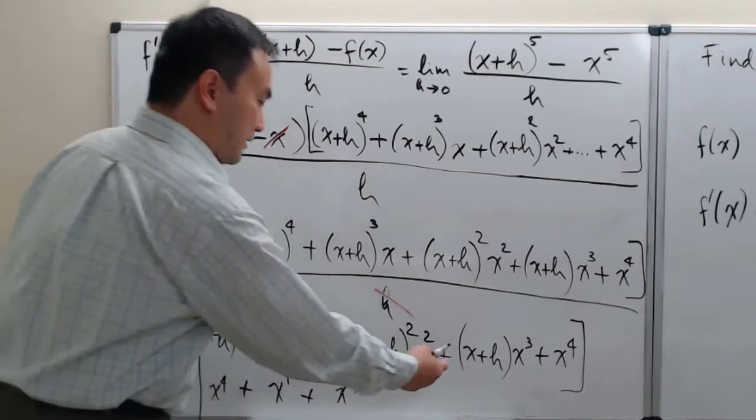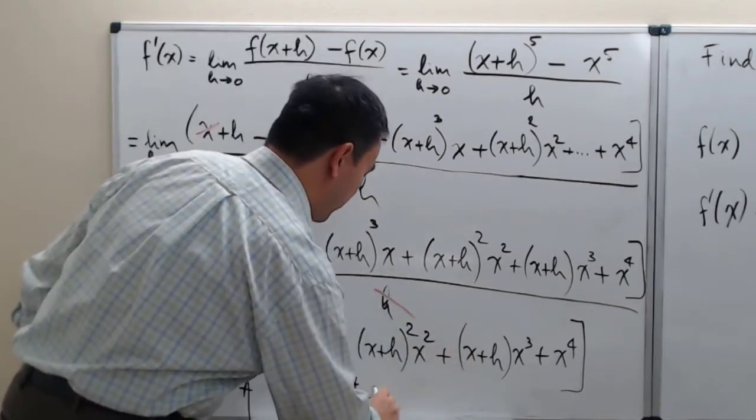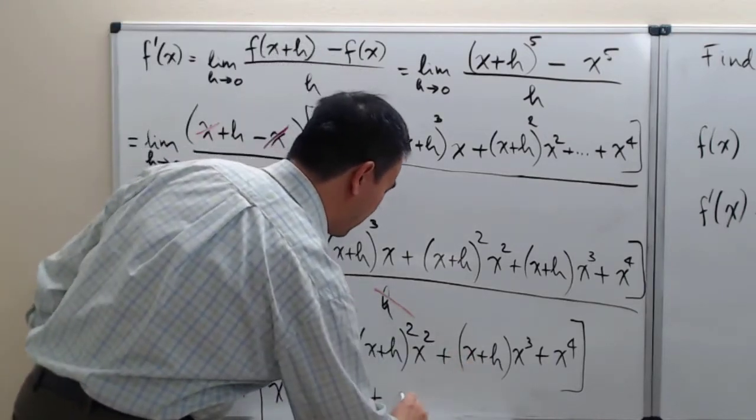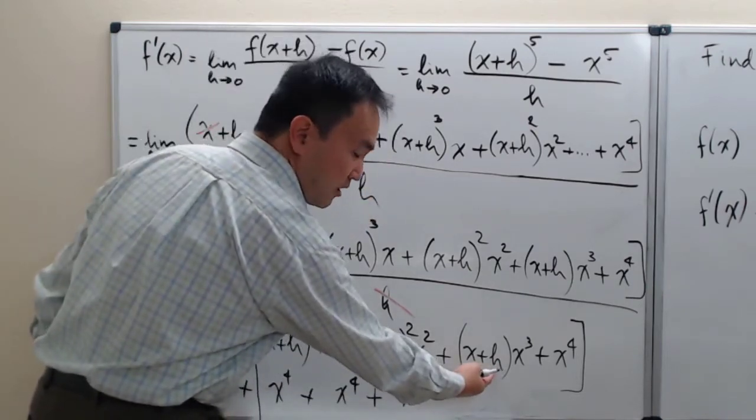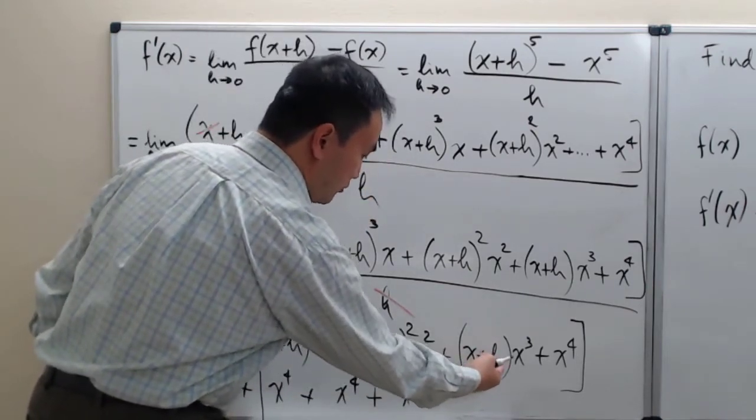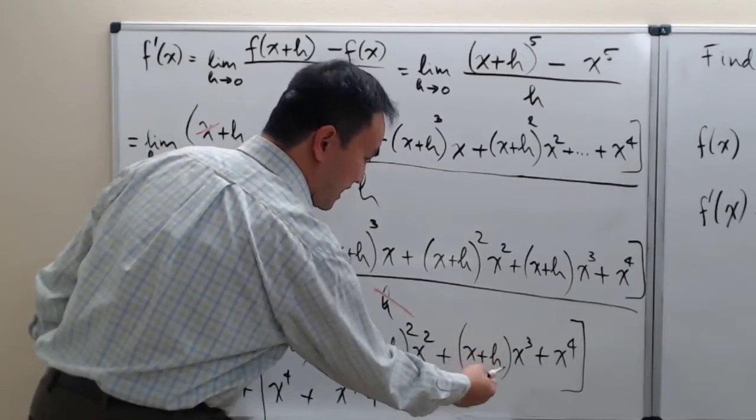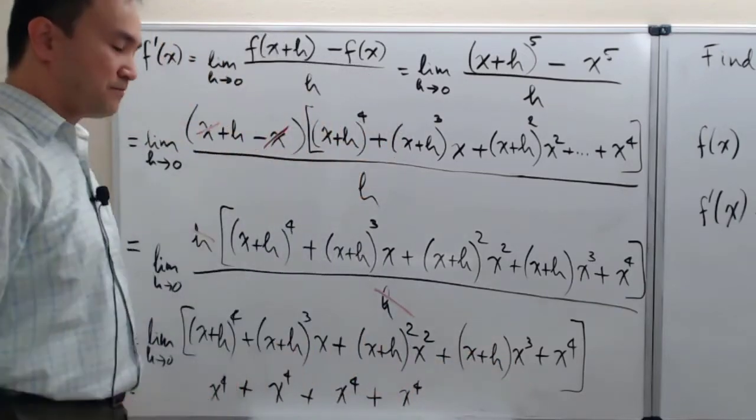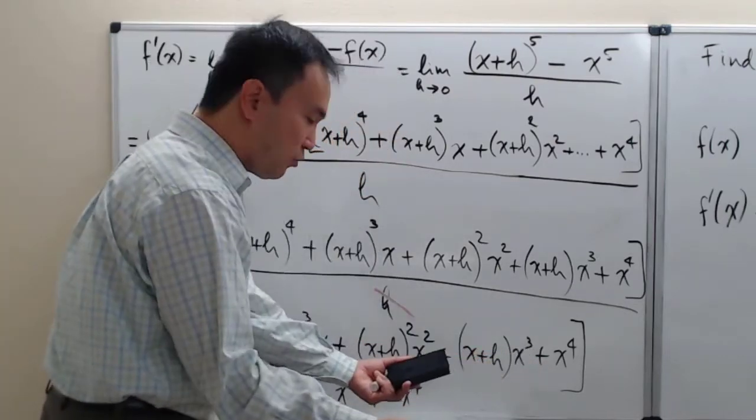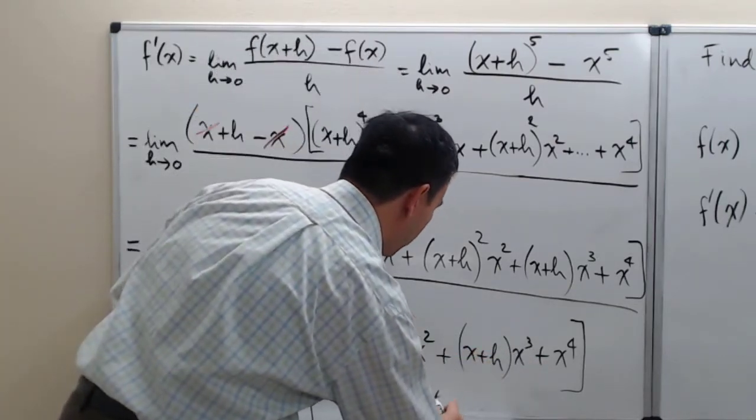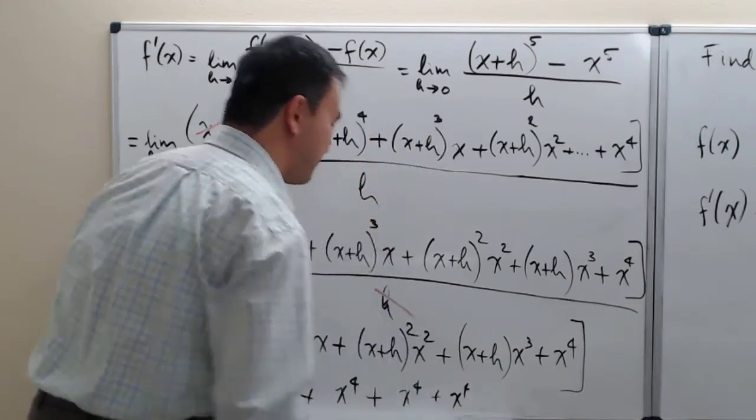And the fourth term is similar behavior, but that becomes another x to the fourth, because as h approaches 0, that becomes x, but x times x cubed is an x to the fourth. The last term is completely independent of h. So the last term remains x to the fourth on its own.